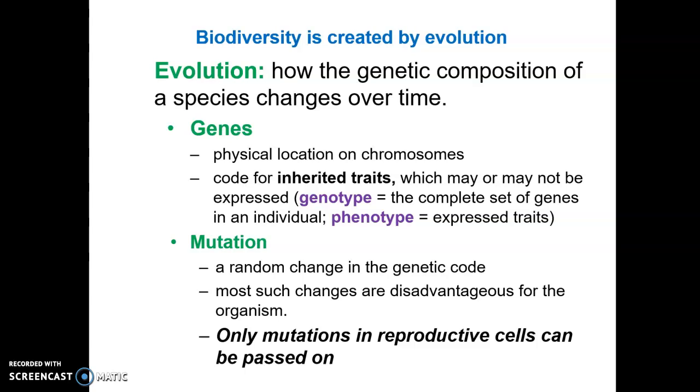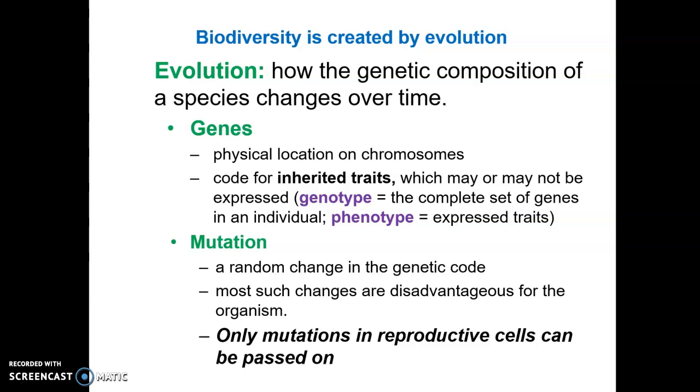Okay, again, a mutation is a random change in the genetic code, and it can be advantageous or disadvantageous for the organism, but typically it's disadvantageous. Let's look at an example.